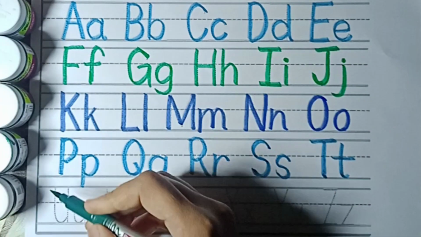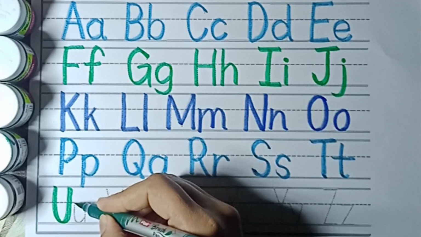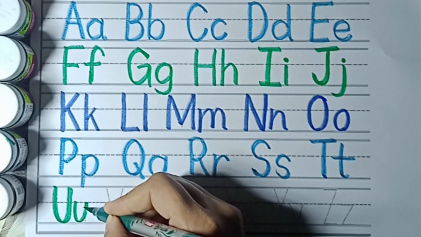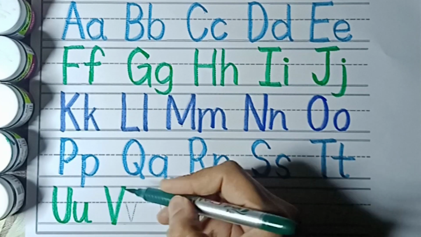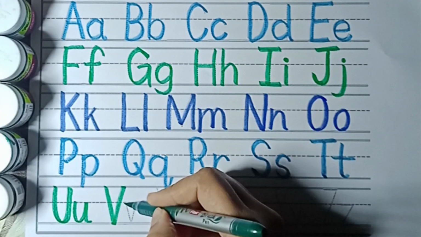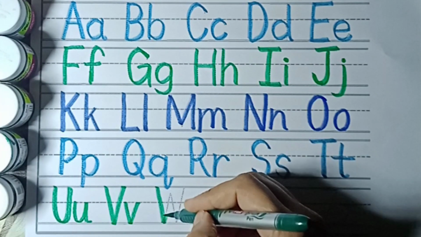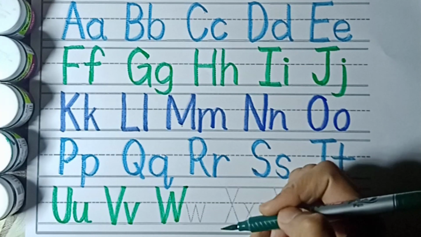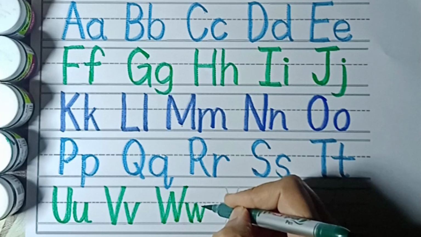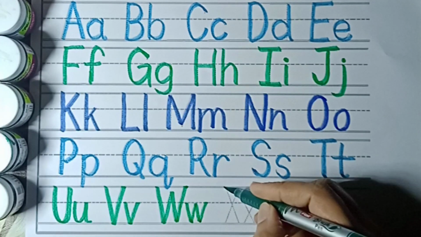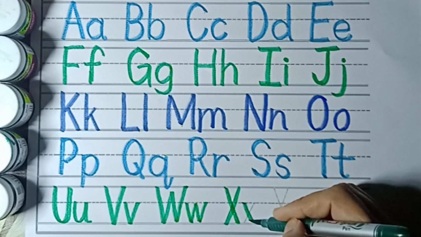Green color. U. U for umbrella. V. V for van. W. W for watch. X. X for xylophone.